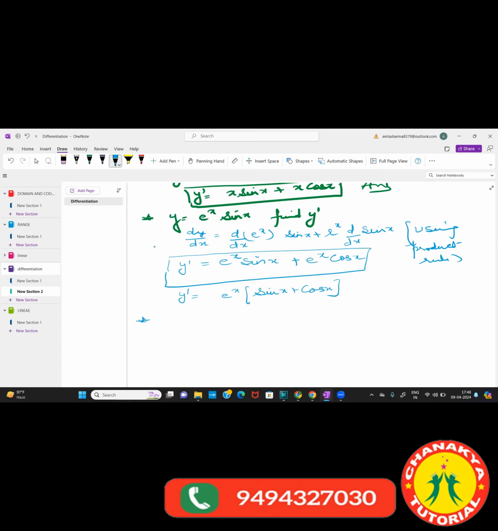Okay. One another question, beta. Differentiate y is equal to e to the power 3x into tan x. Differentiate it using product rule. Find the solution. e to the power 3x, and its differentiation will be 3 e to the power 3x. The coefficient will come before your e to the power 3x, na?